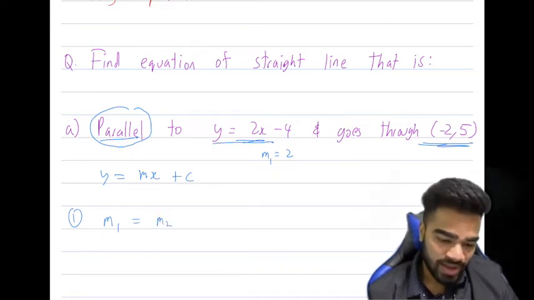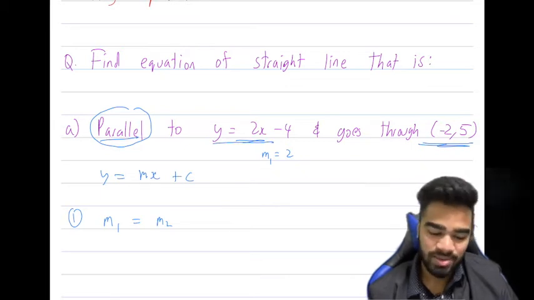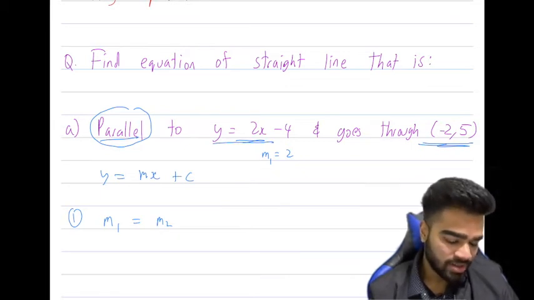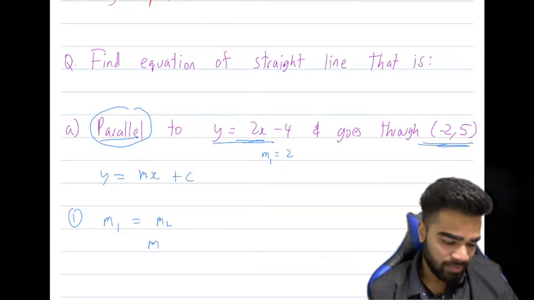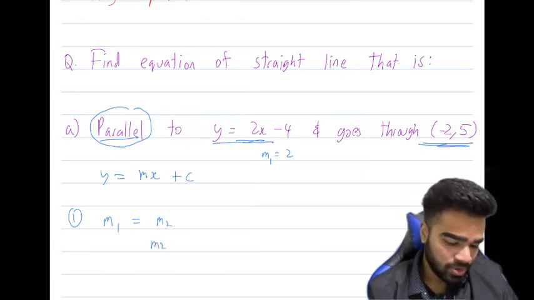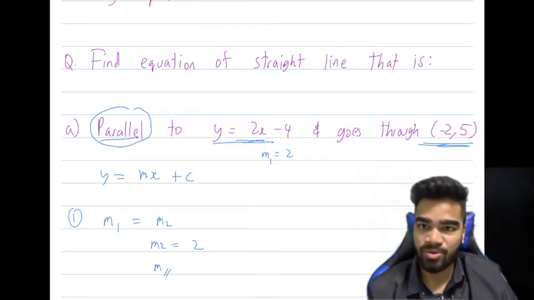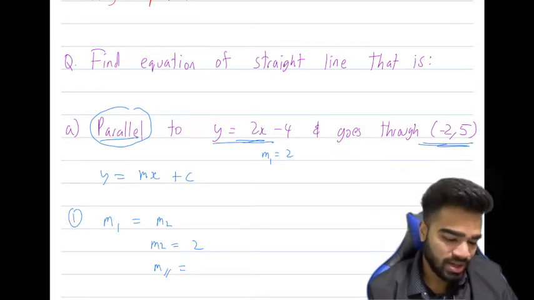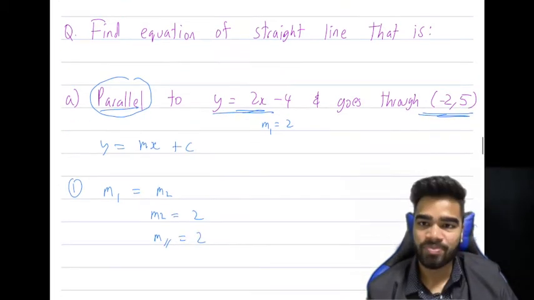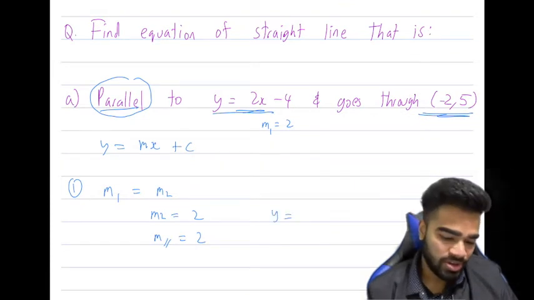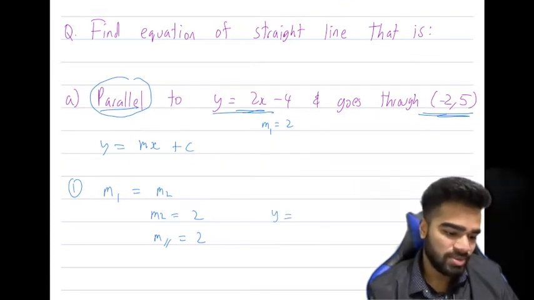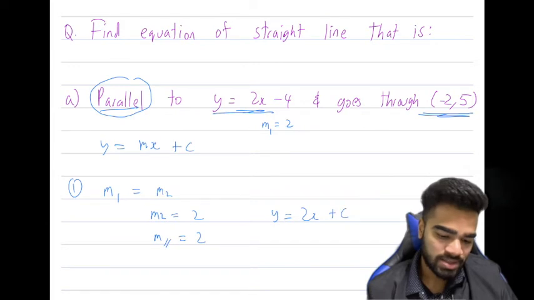Right? So if this is m1, what would m2 be? Well, it's the same thing. So the gradient of our new graph that we're trying to find is m2, or we can say m2 is equal to 2. Or you can even say m parallel. So that's similar for parallels, the two little dashes here. The parallel line is equal to 2. Okay? Remember, once you find the gradient, what do you do? You sub it into the function over here with x. So you say 2x plus c.